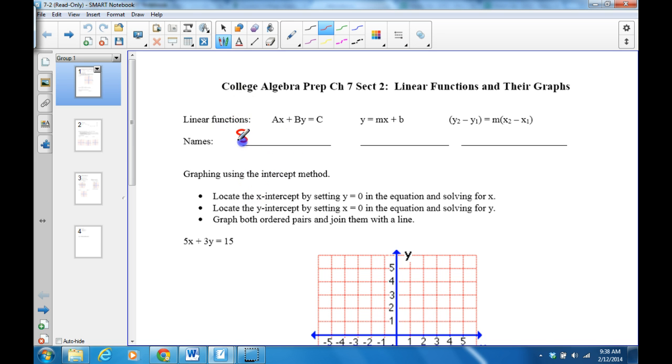This one's standard form. Okay? That one's standard form. How about the second one? Good. I'm glad you guys remember that one. Slope-intercept.